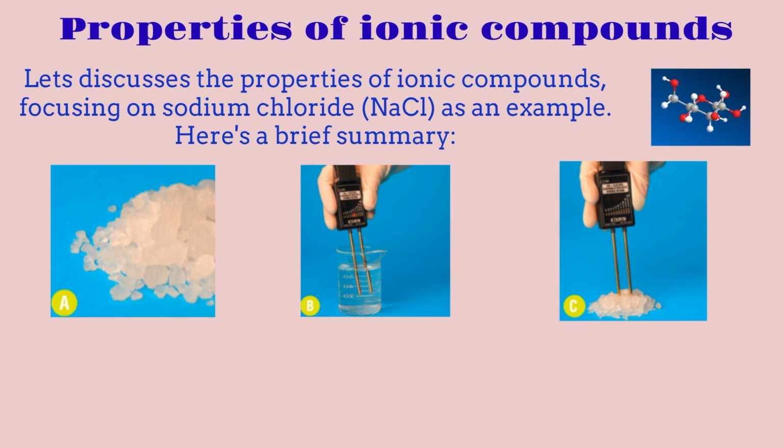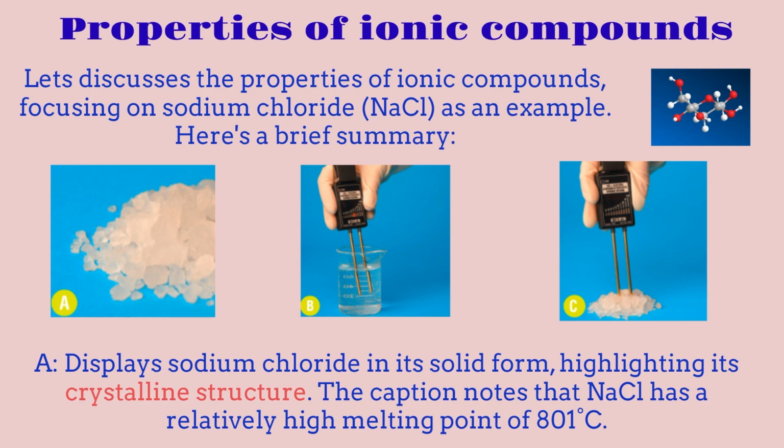So here we have 3 different pictures, and we're going to go one by one through each picture and see what it explains. For picture A, we are displaying sodium chloride in its solid form and highlighting its crystalline structure. And the caption of the picture notes that NaCl has a relatively high melting point of 801 degrees Celsius. First of all, we know from our previous videos that all ionic compounds have strong bonds because of their crystal lattice structure.